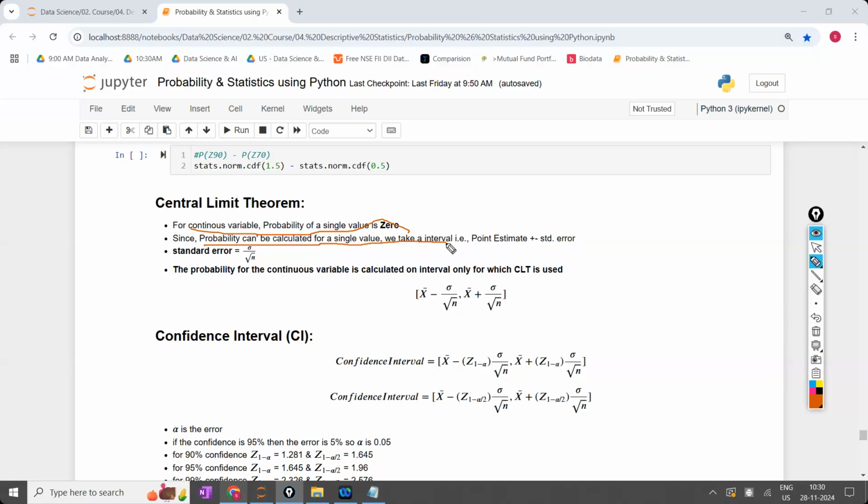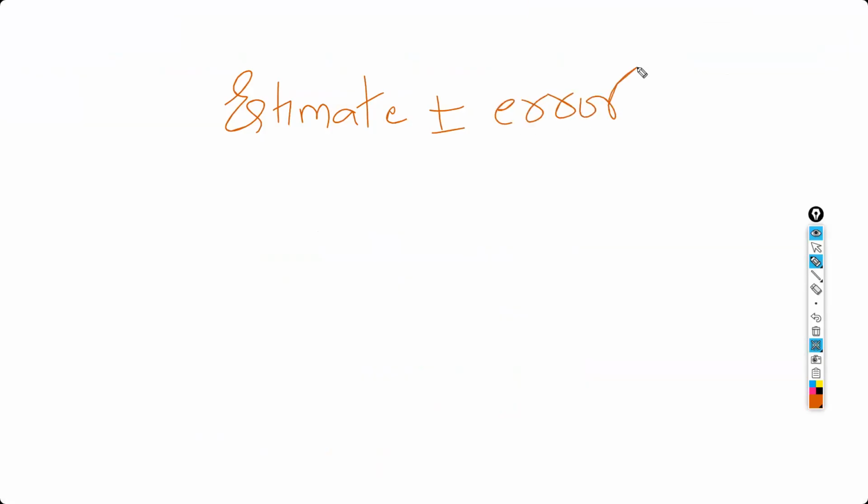When that data is not there, how can we calculate the probability for that one? So we are going to have it in terms of an interval. How will this interval be calculated? You are going to estimate one single value first, and for that estimated value you are going to take plus or minus some error. That error you can't take as per your choice. This error should be the standard error. It has to be derived from the standard deviation.